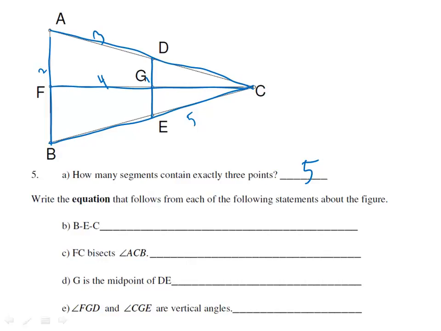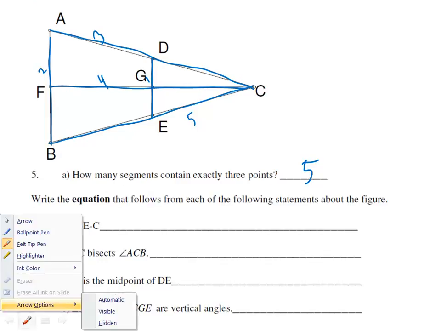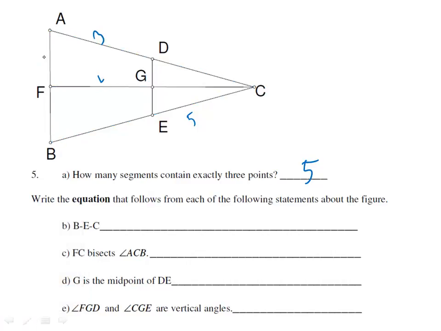Then, write the equation that follows from each of the following statements about the figure. Alright, so these are statements that would demonstrate that you have some knowledge of this material, that you recognize some patterns, you recognize some pieces for this. So the first one here, B, is saying E is between B and C. So let's take a look at this and get some of that out of there so we can rework a few things up here.